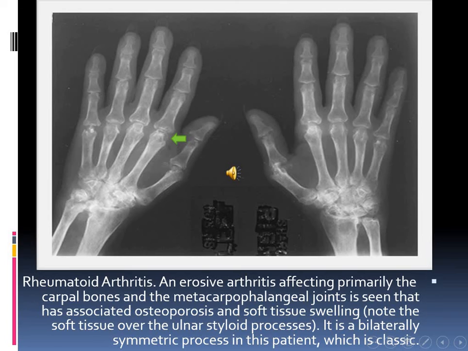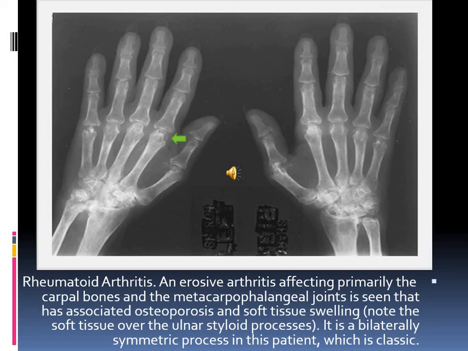This plain X-ray shows us the classical appearance of changes that could be seen in rheumatoid arthritis. We have here the bone density is abnormal. We can see that there is generalized decrease in the bone density of the metacarpal and phalangeal bones, and there is erosion, which is well noted, as you see in the green marker. There is erosion in the most important site, which is the metacarpophalangeal joints.